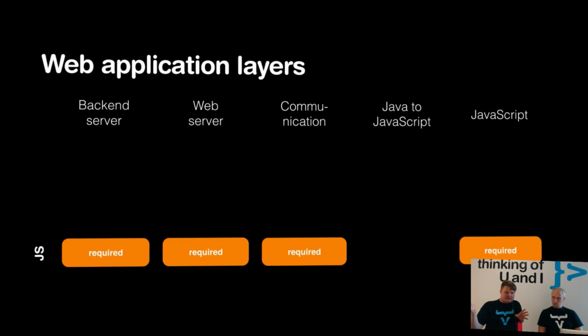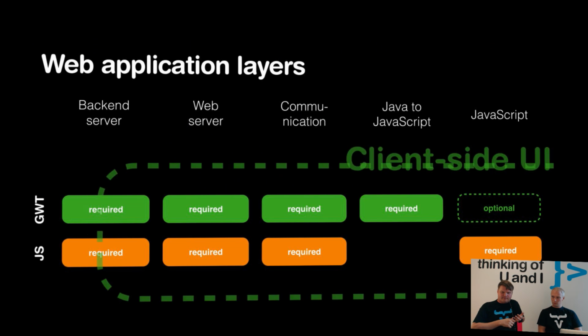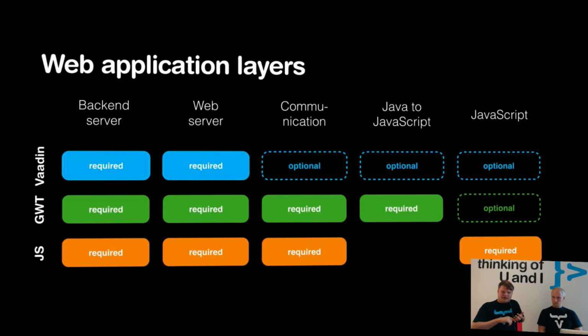Traditionally, if you're building something in JavaScript or, let's say, AngularJS, you would have to write all these 4 layers. You have to design these, write these, and maintain these. With GWT, you can do the same, but you can write the client side layer in Java instead of JavaScript. In Vaadin, you can write the whole application in just 2 layers on the server side. But if you want to, you can also add your stuff onto the client side layers as well.